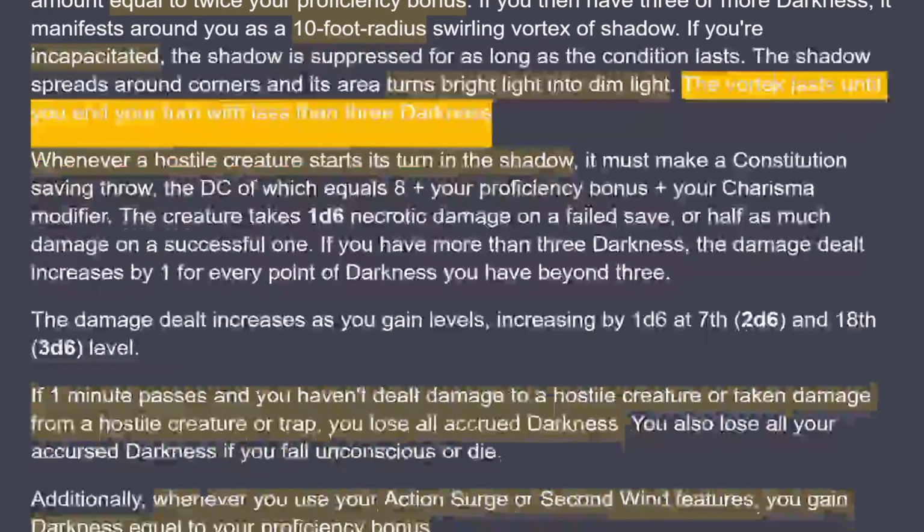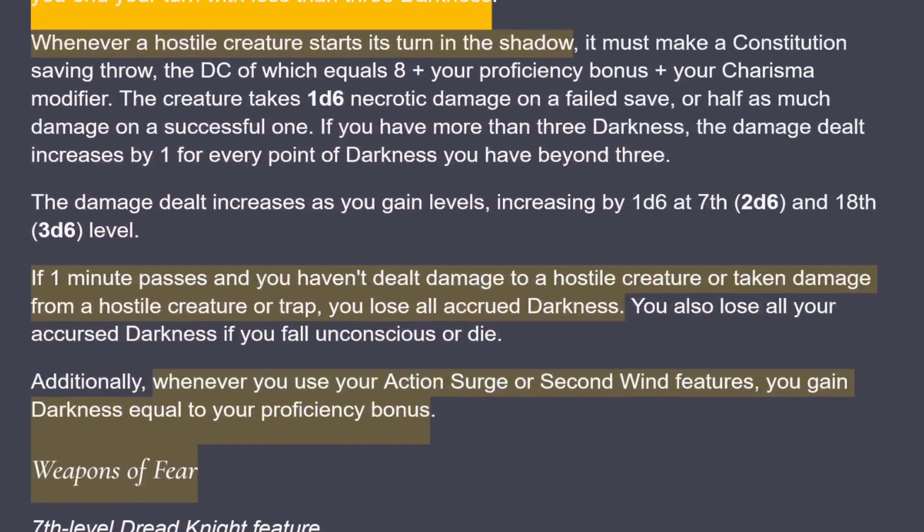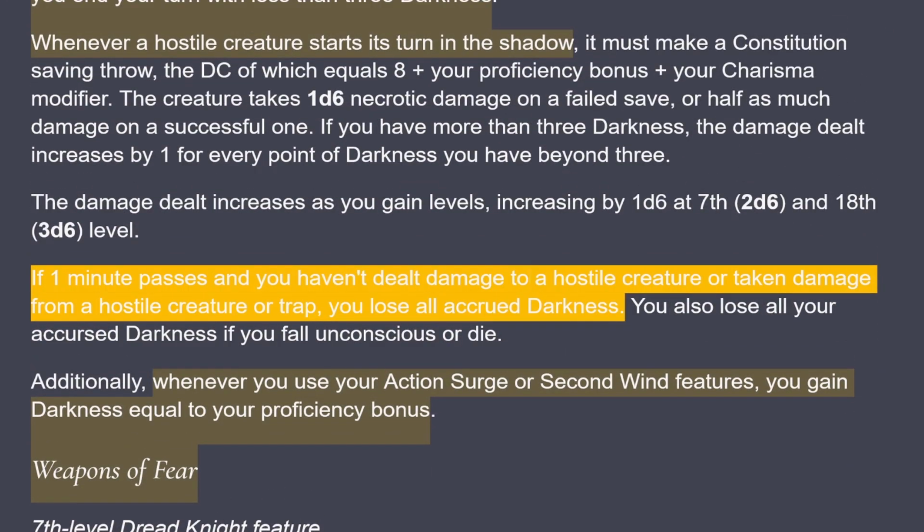It goes on later to say how you end up losing your darkness. So this is the limiting factor. If 1 minute passes and you haven't dealt damage to a hostile creature or taken damage from a hostile creature or a trap, you lose all your accrued darkness points. Also, if you fall unconscious or die. So that's getting knocked to 0 HP, or potentially just falling asleep to something like the sleep spell, for example.